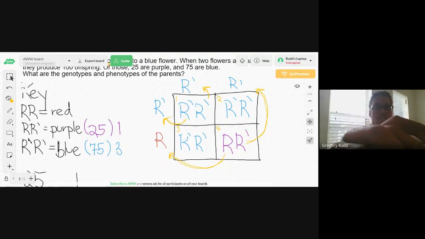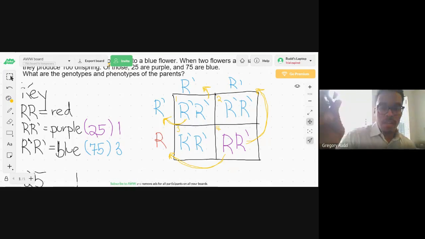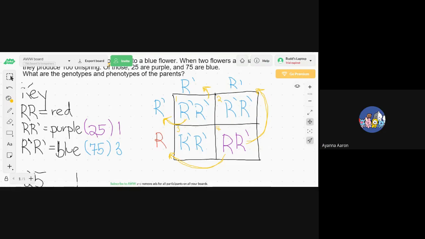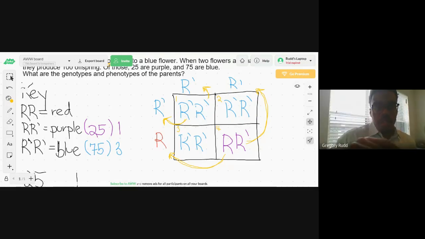We're going to continue. We're going to do more practice with this, but let's just answer the question really quickly because I know we're already at 11:38. So the question is, what are the genotypes and phenotypes of the parents?